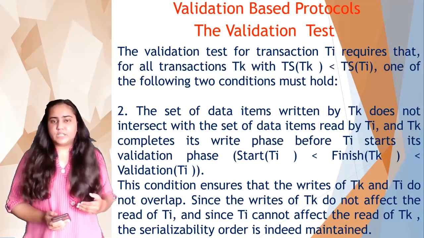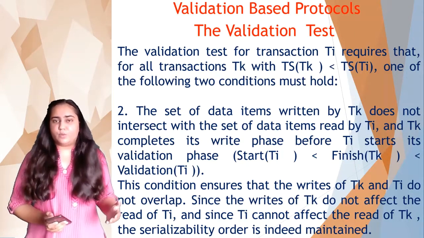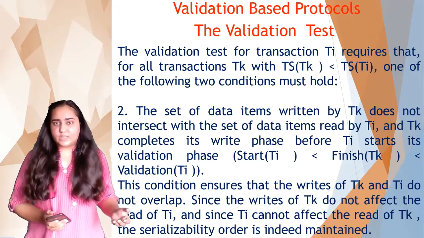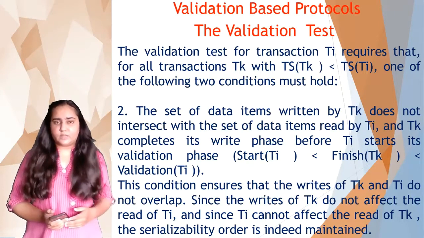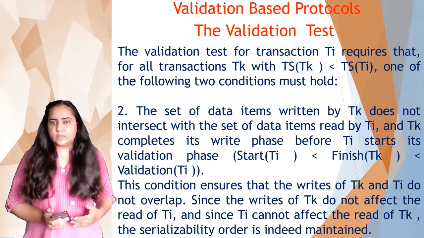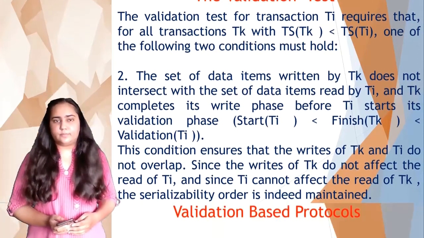Since the writes of Tk do not affect the read of Ti, and since Ti cannot affect the read of Tk, this is because both of them are working on different data items. The data items that Tk is writing are not the data items that Ti is reading, so it can perform that simultaneously. And since Ti cannot affect the read of Tk, the serializability order is again maintained.